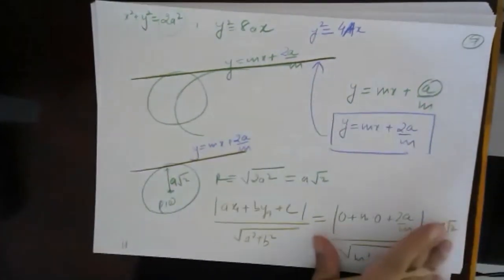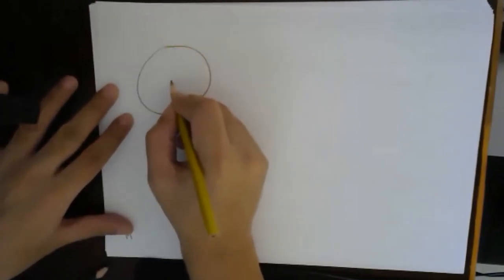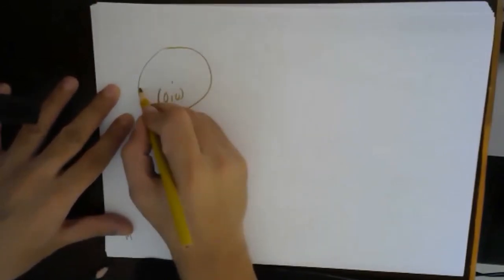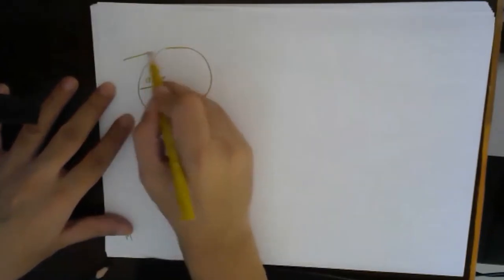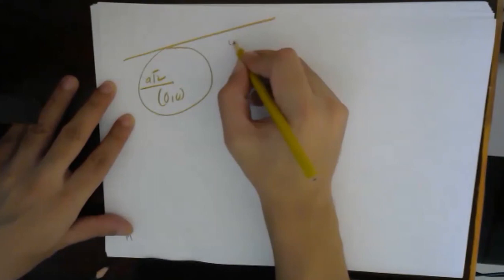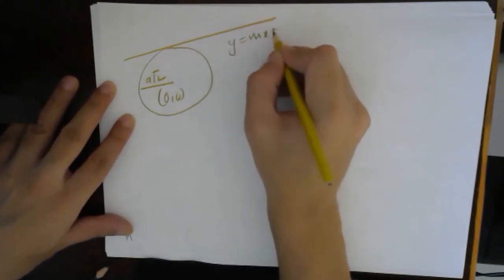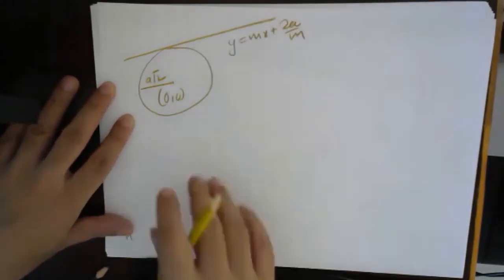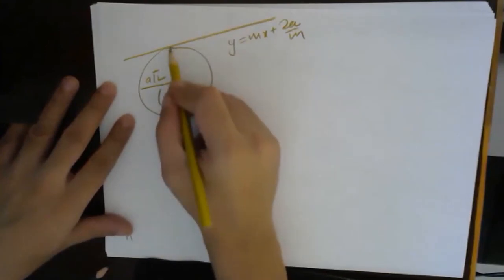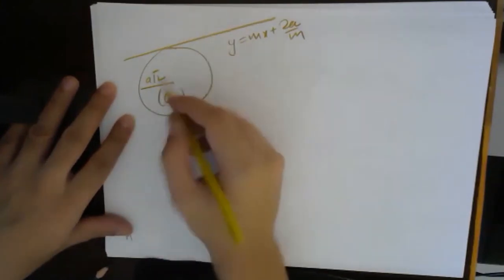I will write it once again. Fine, so what have they given? They have given the circle. Circle center is 0, 0 and the radius is a root 2. This is the line; the tangent equation is y is equals to mx plus 2a by m. So the distance between this line and the center should be a root 2.